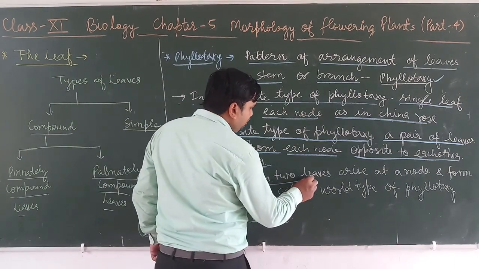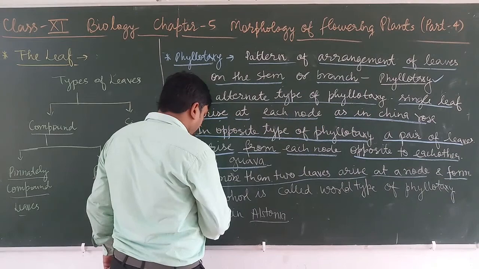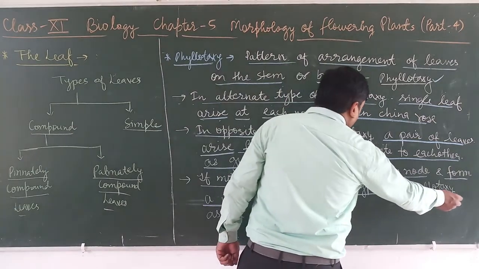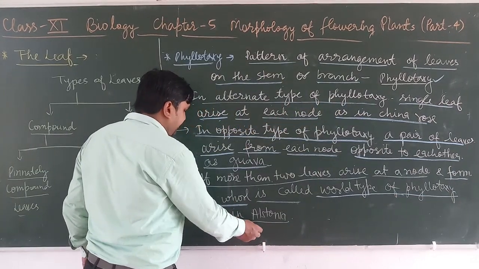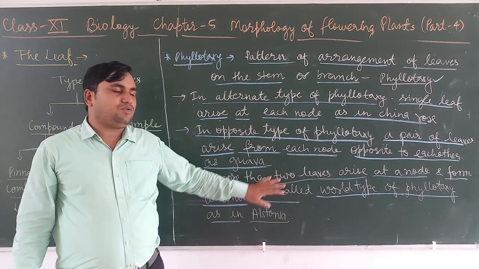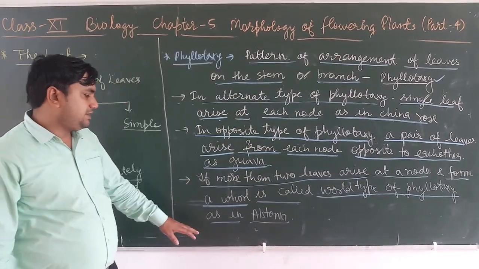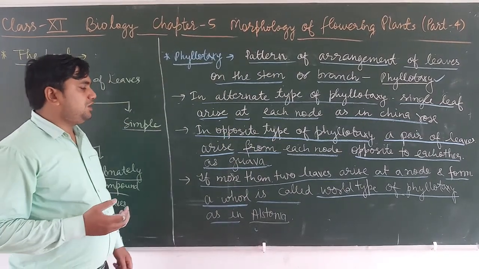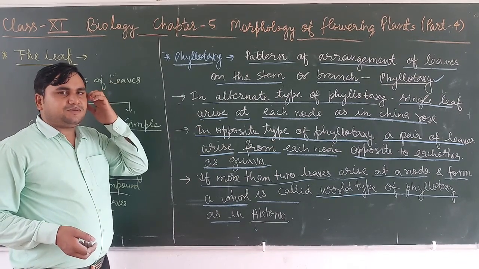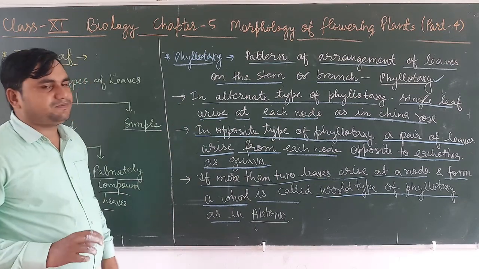If more than two leaves arise at a node and form a whorl, it is called whorled type of phyllotaxy. For example, shown in the Alstonia. If more than two leaves arise at a node and form a whorl, called whorled type of phyllotaxy, and is shown in the Alstonia. So this is about phyllotaxy. Phyllotaxy is the arrangement of leaves on the branches and stem. It is alternate type, opposite type and whorled type. And some others.